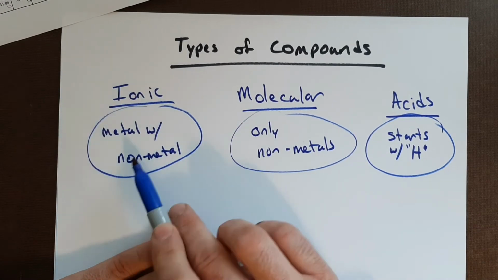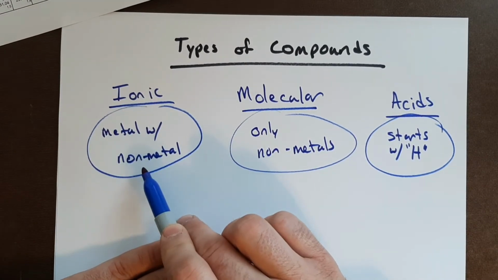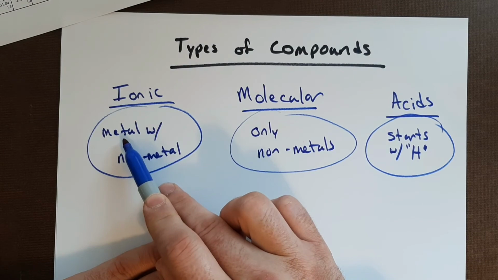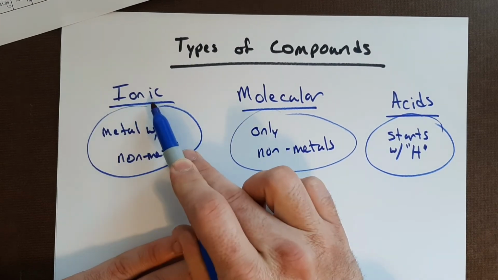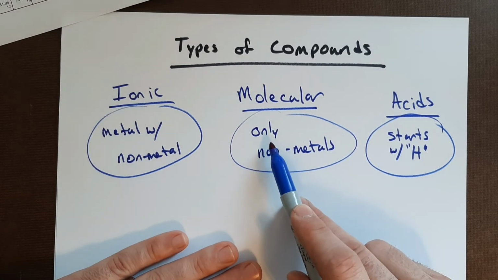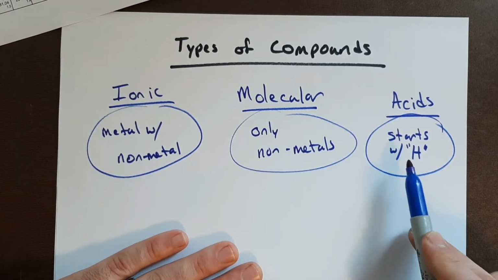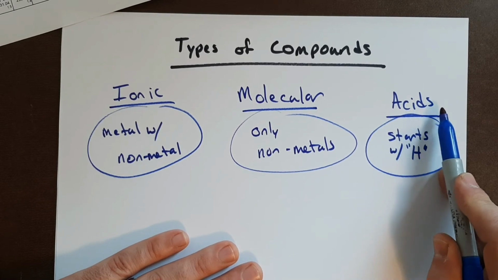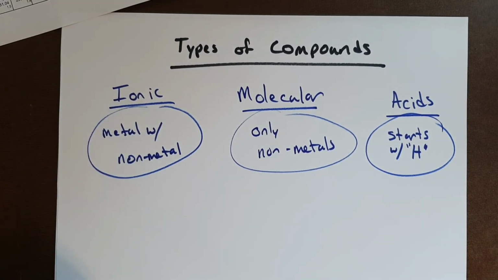All we have to know is if there's a metal and a nonmetal combined, it's ionic. And the metal will always be the first element. So if it starts with a metal, it's ionic. If the formula has only nonmetals or starts with a nonmetal, it's molecular. If the formula starts with an H, it's an acid. So it's really simple. And that'll be our first activity. Can you go through and just determine whether each thing is ionic, molecular, or an acid?